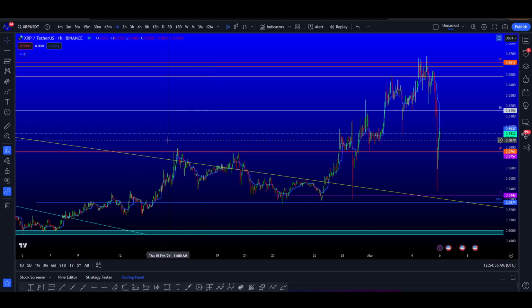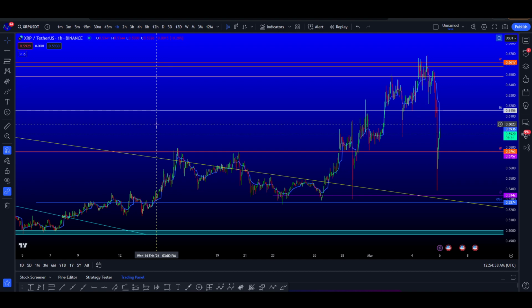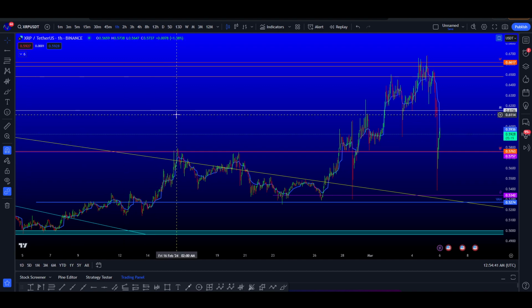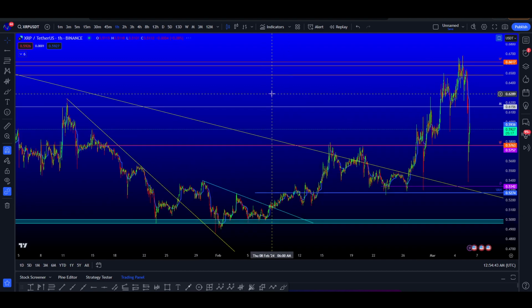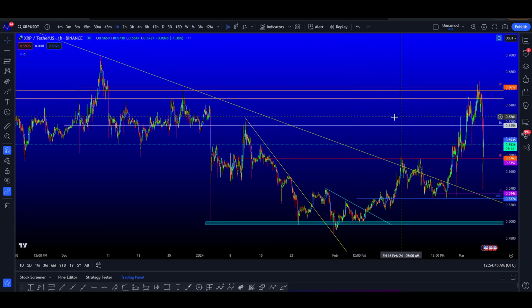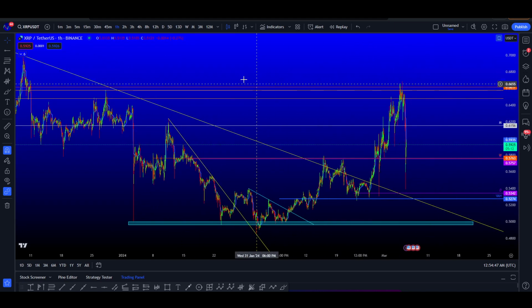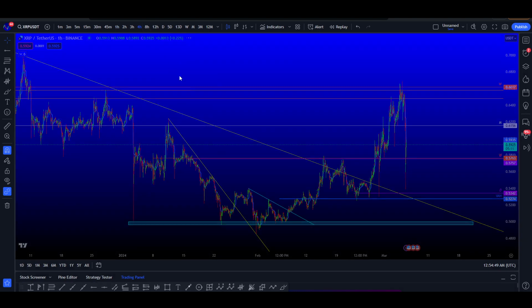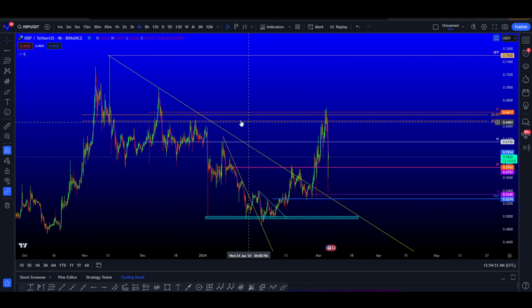Today we will take a look at XRP USDT on the Binance chart. So, like always, try to keep this very quick. We had a very big move down from Bitcoin, which obviously shook the entire crypto market. Now, I just want to go back to a few other things.